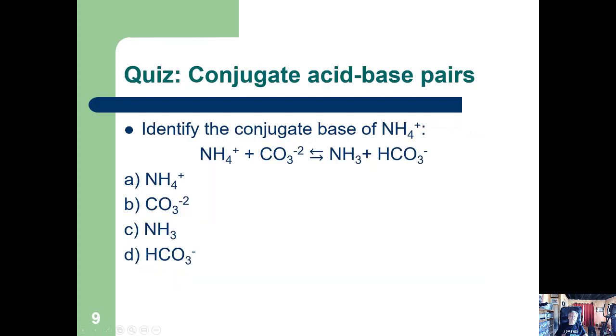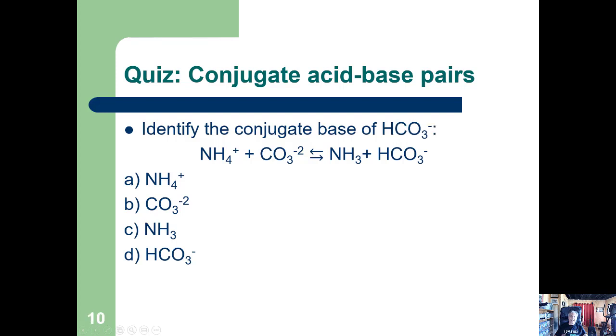So here is the clicker question, and I'd ask you to identify the conjugate base of the ammonium ion. So how would I analyze this? Well, who's donating the proton over here? We're looking for the conjugate base of the ammonium cation. So remember, the conjugate base will have one fewer proton. The conjugate base and the acid will have the anion, or in this case, it's not necessarily an anion. But I'll let you go ahead and answer that question in class.